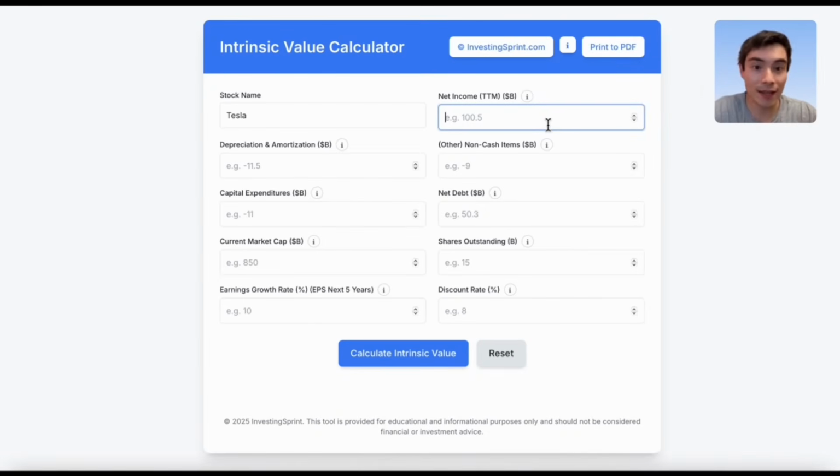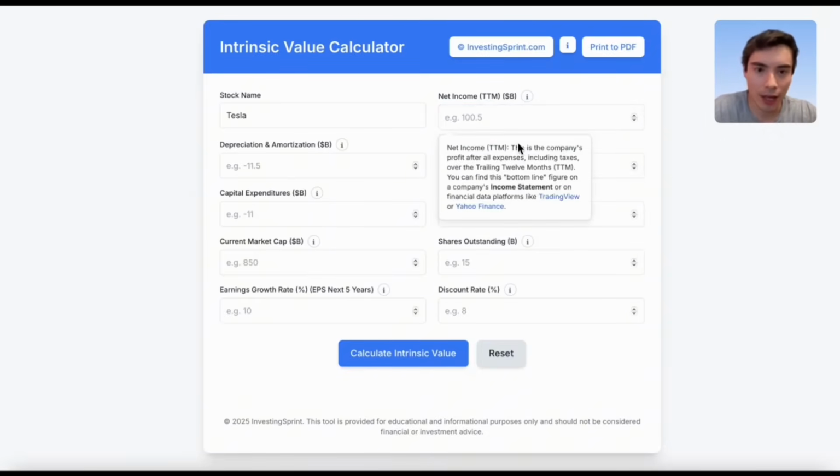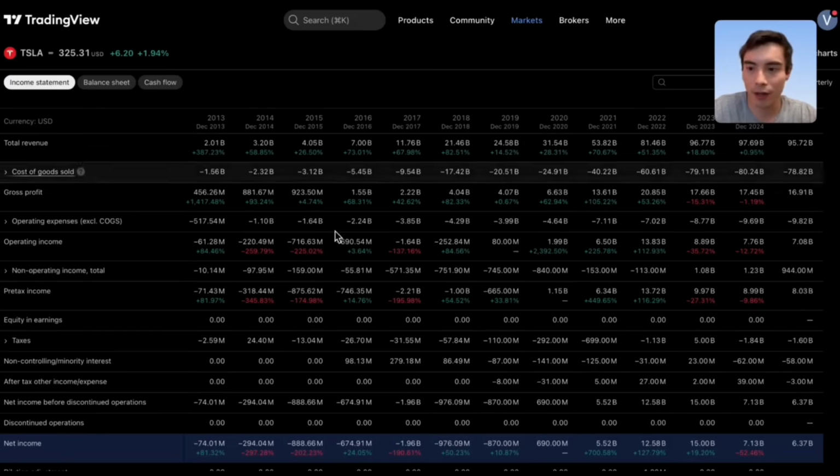Okay, let's first look at the net income of the company. Always do the TTM, which means trailing 12 months, the last 12 months. Everything is denominated in billions. We can find it in the income statement, and we can use platforms like TradingView or Yahoo Finance. I like TradingView because they denominate everything in billions, and Yahoo Finance in thousands. So if you use Yahoo Finance, you need to understand that you need to fill in this calculator everything in billions. So let's use TradingView for this example.